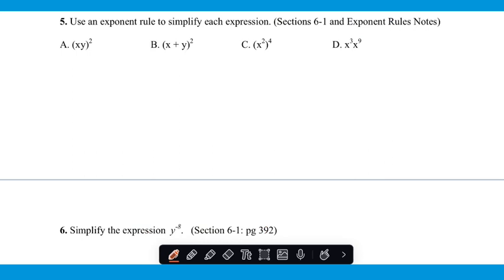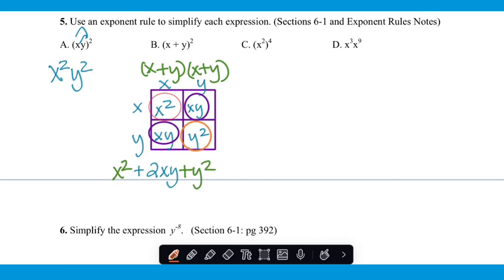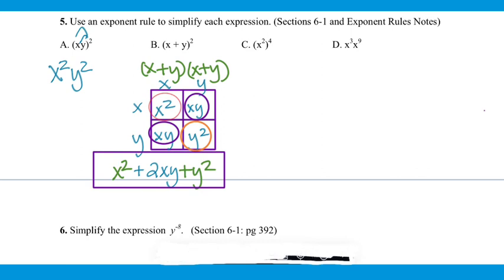And so we just have to know how to apply them. So on letter A, everybody in the family gets the power. On letter B, because it's like a set of identical twins, we would need to do box, FOIL, or stack. And then combine the like terms to get our final answer. On letter C, a power to a power is multiplying. And letter D, multiplying powers means to add them.